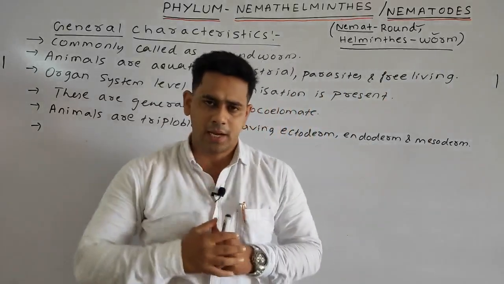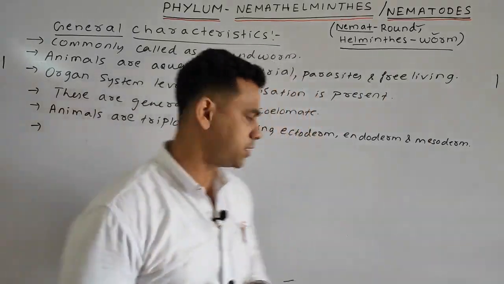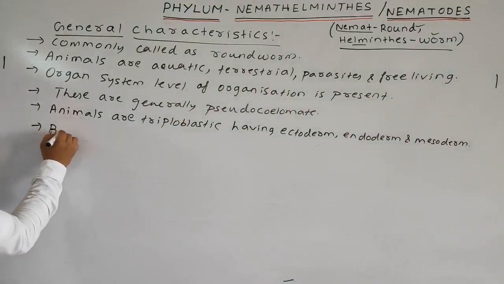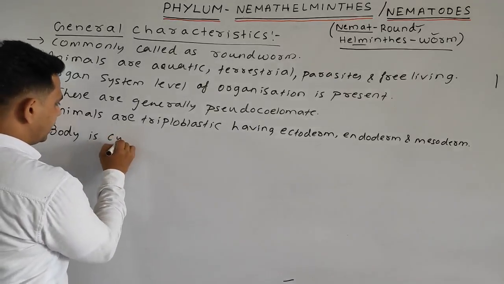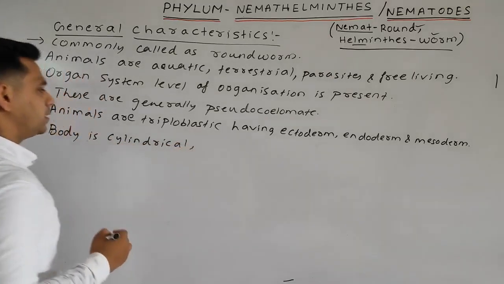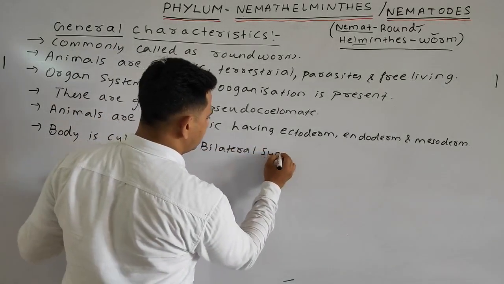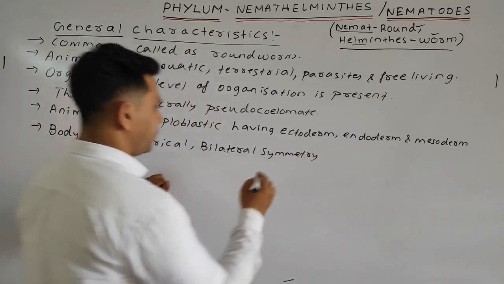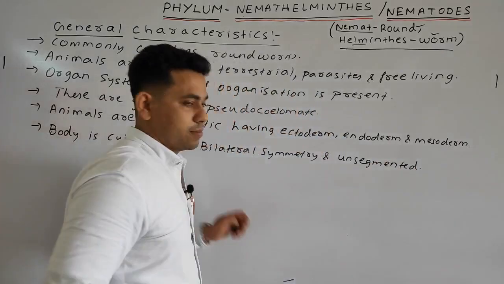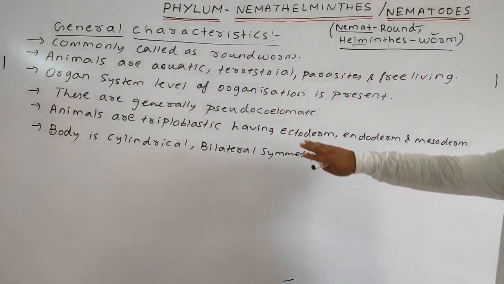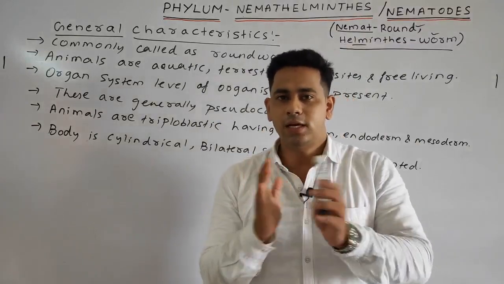Okay, next point, students: how is the structure of the body of the Nemathelminthes? The body is basically cylindrical, has bilateral symmetry, and is also unsegmented, meaning no segmentation is present. So we can write: body is generally cylindrical and has bilateral symmetry and unsegmented. What does this mean, students? The body of the Nemathelminthes is cylindrical, meaning a cylinder-like shape.